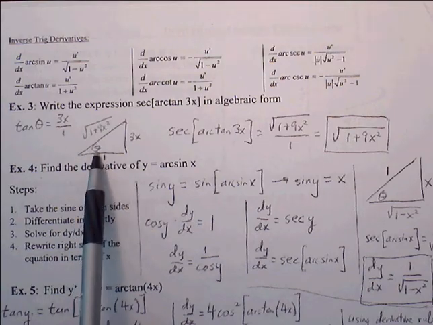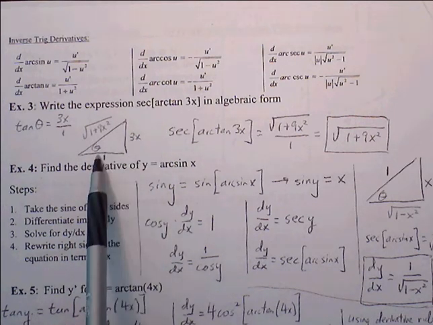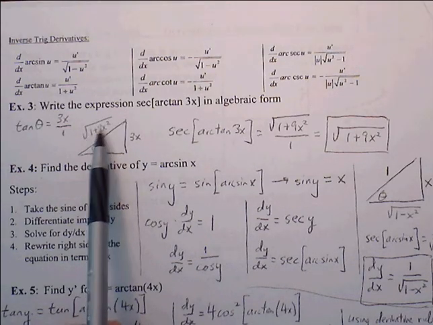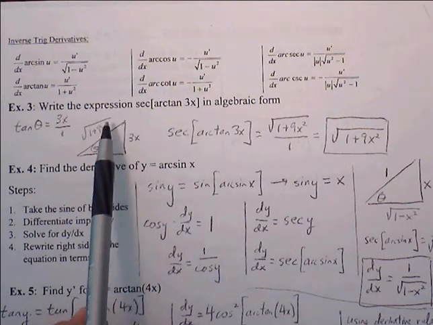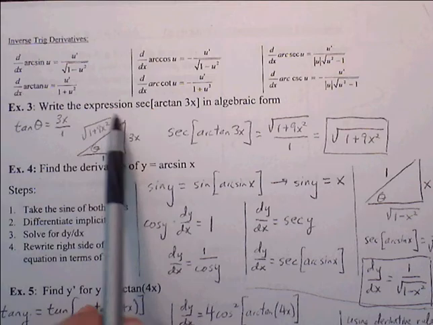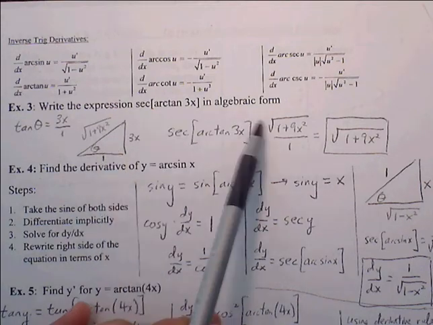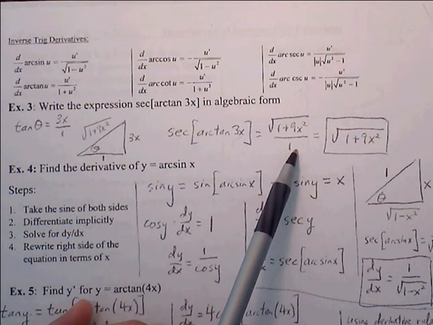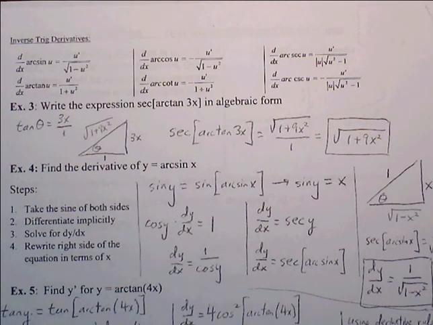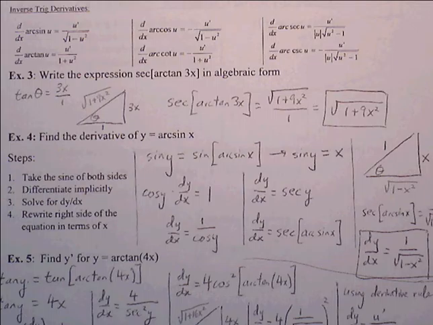Once we have this information, we can figure out secant of theta. Secant of theta is simply going to be adjacent over hypotenuse. I'm sorry, hypotenuse over adjacent. Secant is the reciprocal of cosine. So hypotenuse over adjacent: the square root of 1 plus 9x squared all over 1, which is the square root of 1 plus 9x squared. All right, moving on to the derivative now.